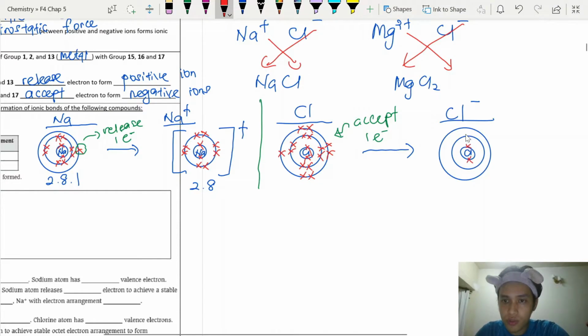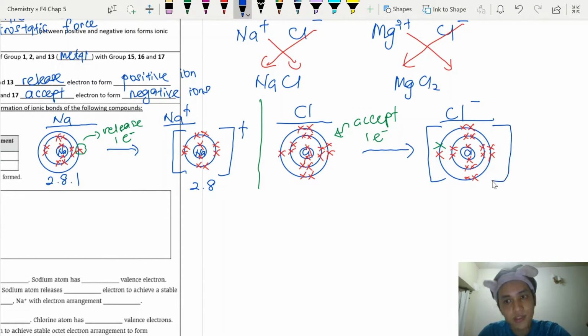Okay, so 2, 4, 6, 8, 2, 4, 6, okay, 7, and then they are going to accept 1 electron. Once they accept 1 electron, you can see that their outermost shell has achieved a maximum of 8 electrons, meaning they have already achieved stable octet electron arrangement. So if I accept 1 electron, my charge is going to be 1 negative. If I accept 2 electrons, then it will become 2 negative.